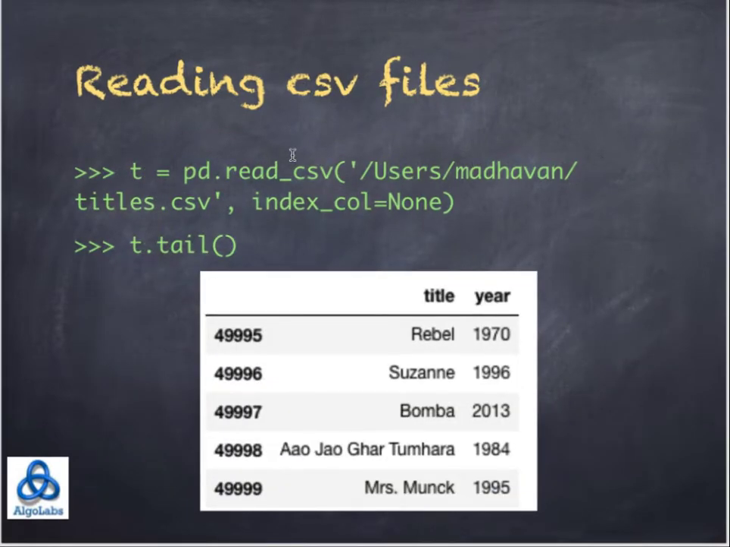Here is another table that we read using the CSV file. And here we use the corresponding function tail, which gives us the last few rows. So this suggests to us that if the last row is numbered 49,999, there were 50,000 rows in this table which we just read in.